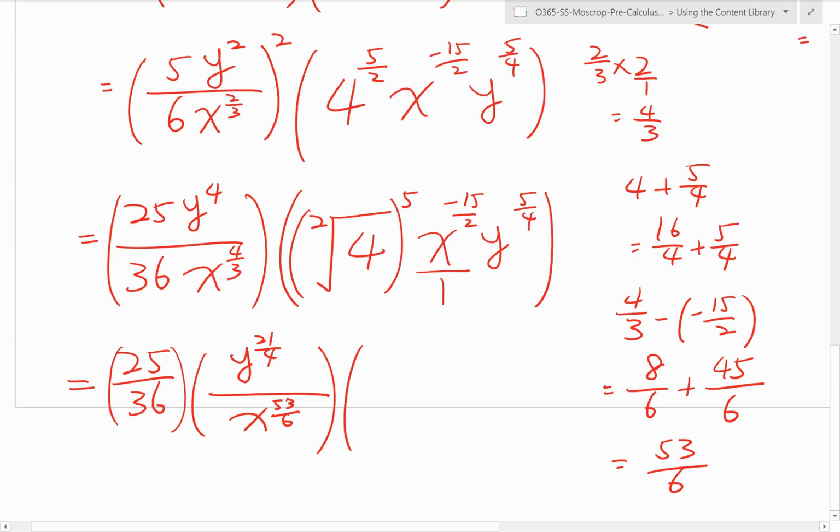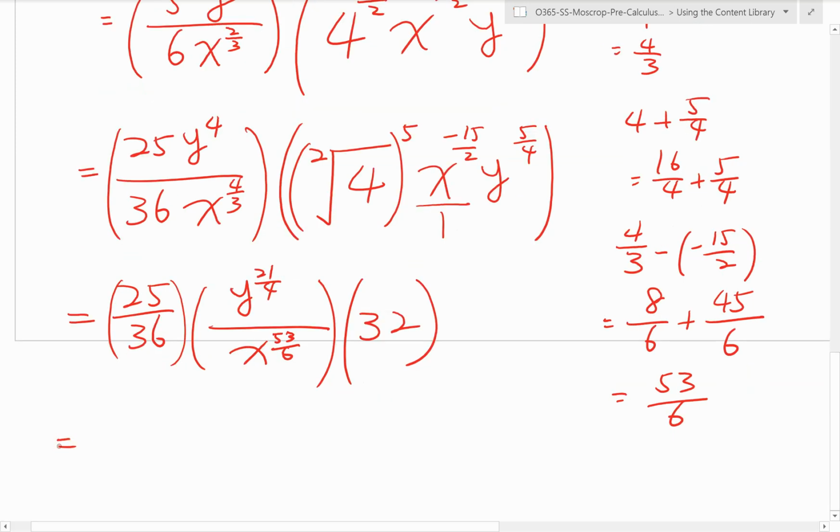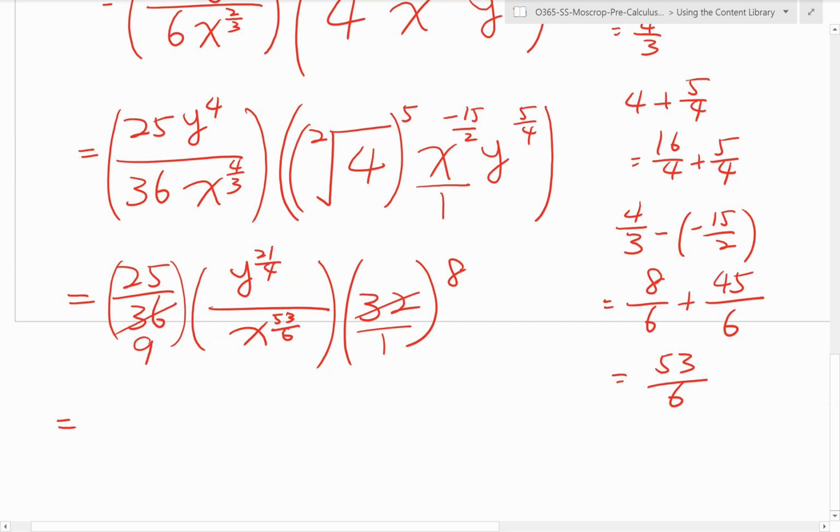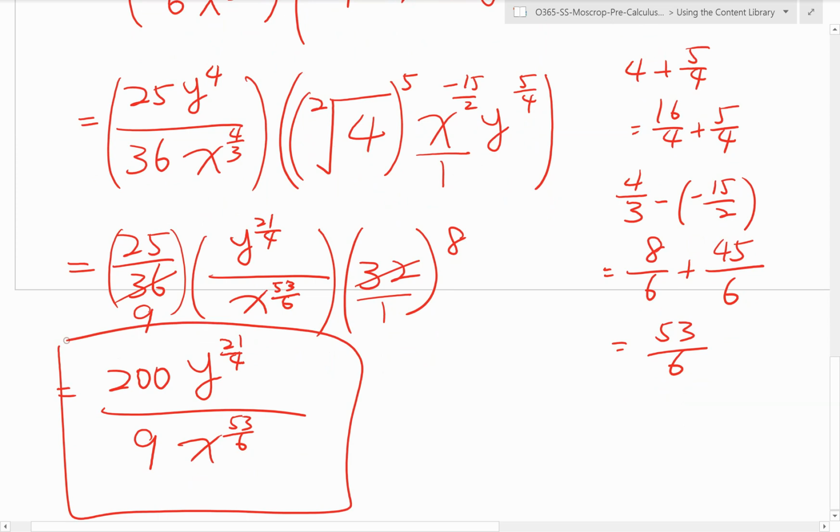Finally, we have this right here. That's the square root of 4, which is 2. And 2 to the power of 5. Again, that means 2 times 2, 5 times. That's going to give us 32. We're almost done. We can simplify this. Again, recall 32 is 32 over 1. We can divide 32 by 4. We can divide 36 also by 4. We get a 9. So then we end up with 25 times 8, which is 200. Y to the power of 21 over 4 divided by 9 is just 9. X to the power of 53 over 6. And that is your final answer.